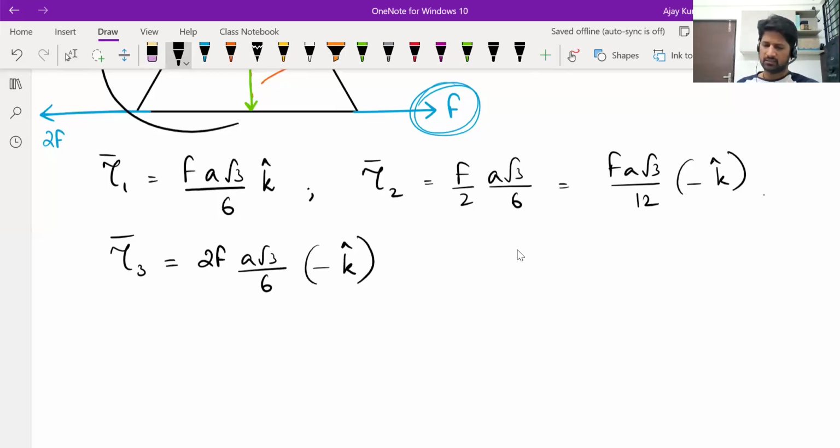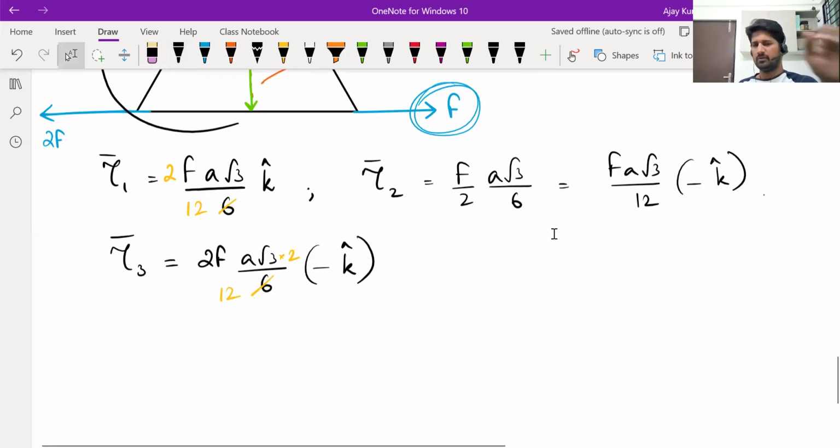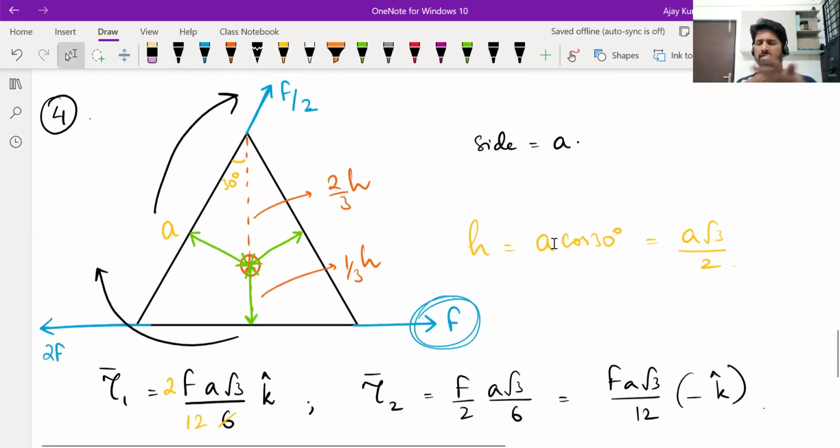Let's make the denominator common. So this 6, if you want to change it to 12, you multiply with a 2. This 6 also, if you want to change it to 12, you multiply with a 2 in the numerator. That's all. After that, it's just simplification. You will be able to do that. So understand how to calculate torque. You have to visualize the line of action of the force and the perpendicular distance between the axis and the line of action of the force.